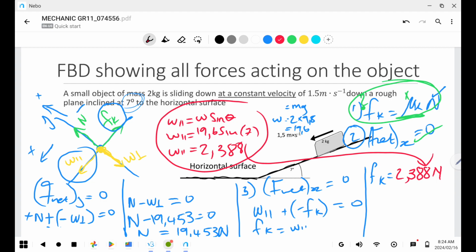And now the last question I said, let us try to calculate the coefficient. Oh yeah, I didn't write the last question. The last question is, let us calculate the coefficient of kinetic friction since we do not have it. To calculate it, we are going to use that equation over there. Let me just get rid of this.